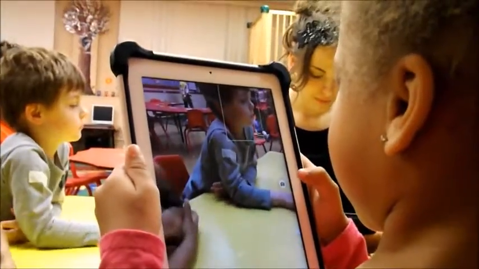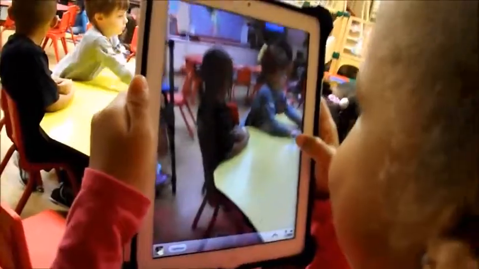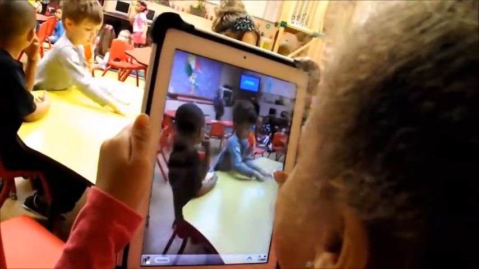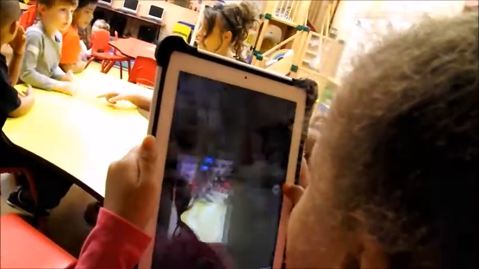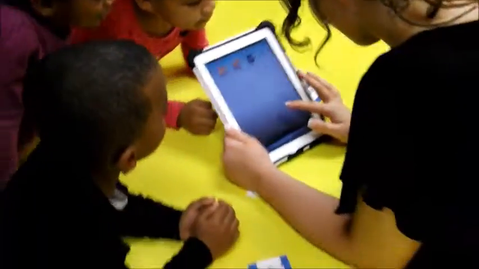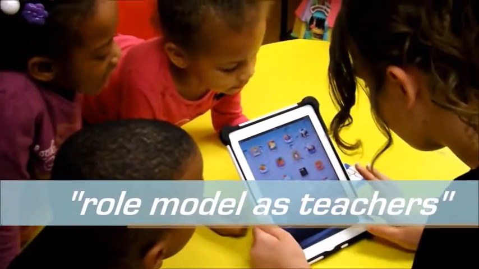The term digital citizenship refers to the need for adults and children to be digitally literate and responsible through an understanding of the use, abuse, and misuse of technology, as well as appropriate, responsible, and ethical behaviors when using electronic media. Number two, we believe that children need role models as teachers.